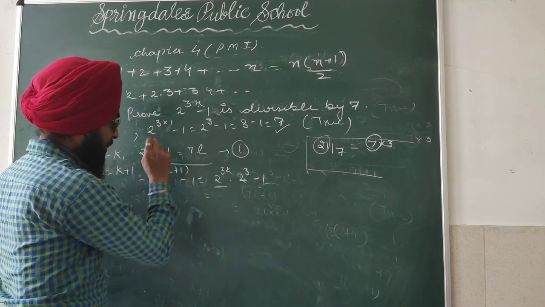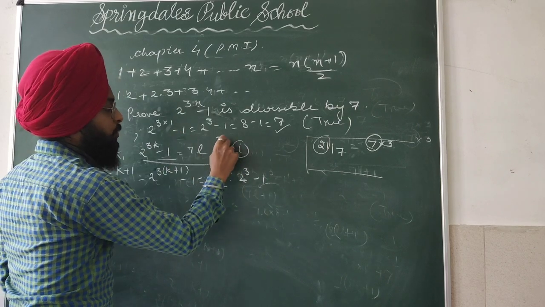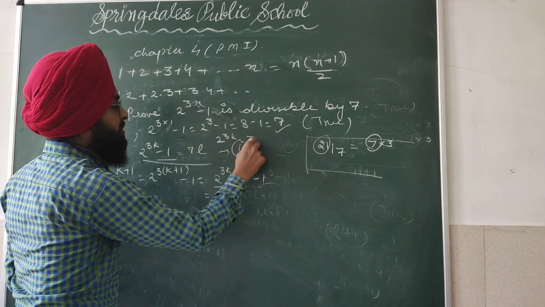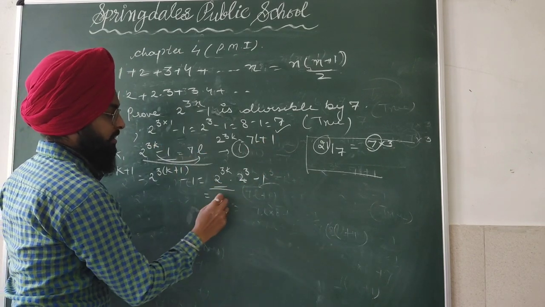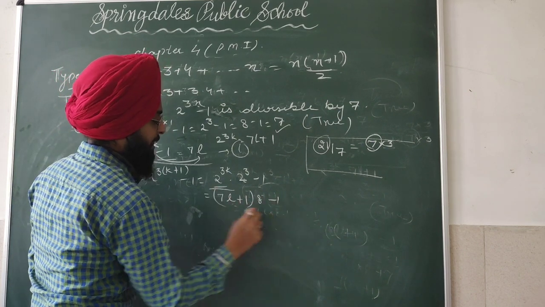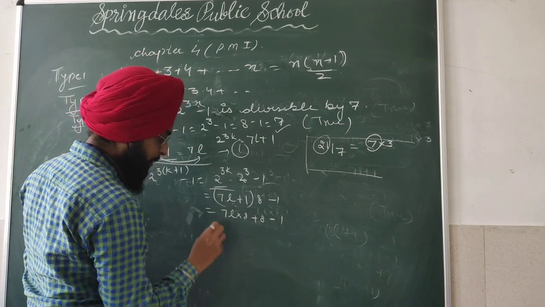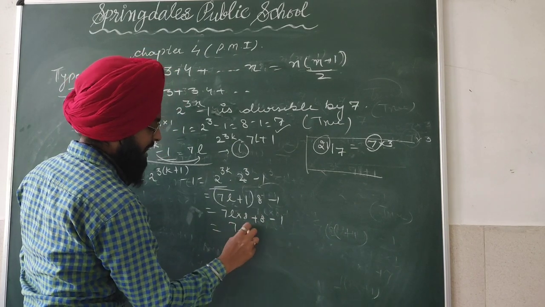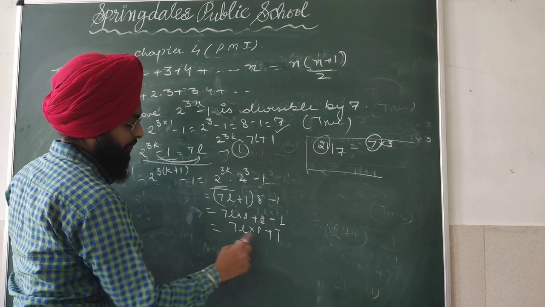2 raised to power 3k. You have to take the value of 2 raised to power 3k from here like this. That is 2 raised to power 3k is equal to 7l plus 1. 1 को उधर लेके, put it here. 7l plus 1 into 8 actually minus 1. 7l into 8 plus 8 minus 1. 7l into 8 minus 1 is actually plus 7.